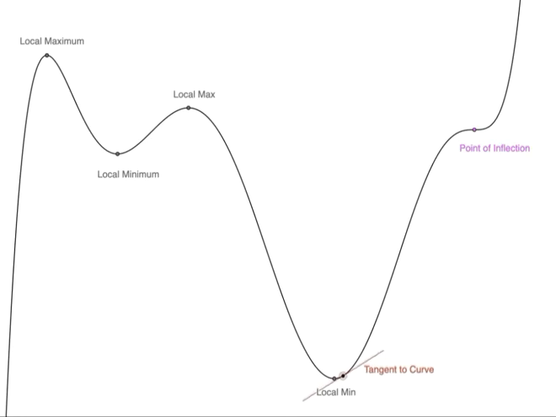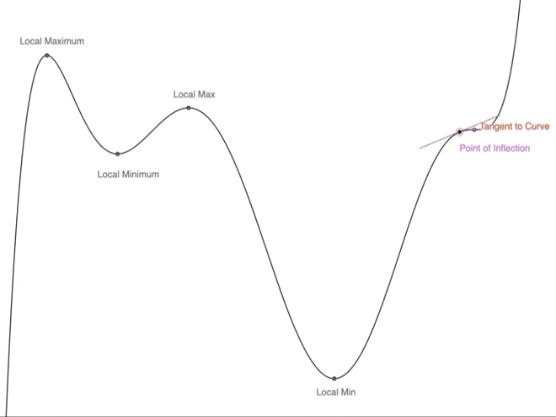In the same way, on this increasing section of curve, the slope is always positive. So we now have dy/dx is greater than 0 for increasing functions. We're about to approach a point of inflection.